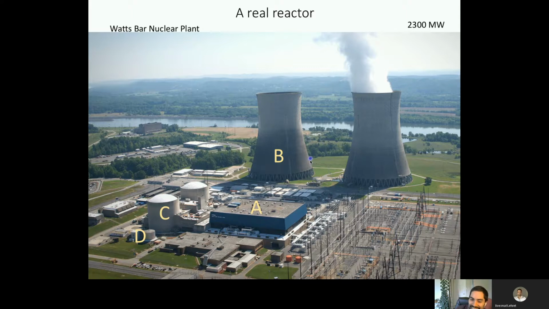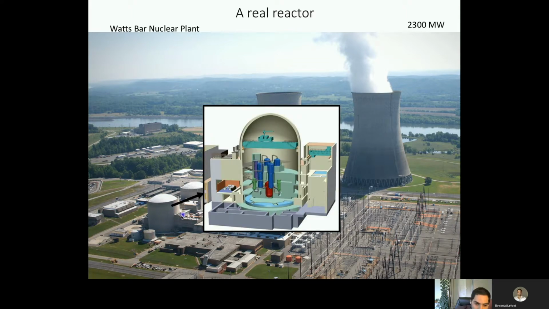A lot of people think that the reactor is in these big towers. But it's actually in C, and it doesn't take the whole building. So inside this building, which is called the containment building, the reactor is the red thing here. This is the vessel of water with the uranium tubes inside.